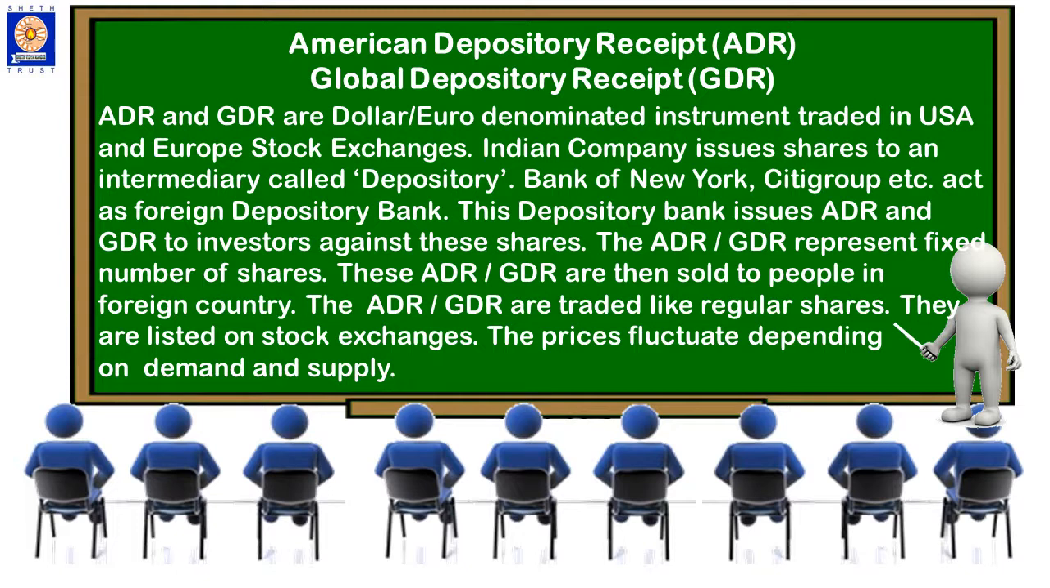The ADR and GDR represent a fixed number of shares. It can be 30, 20, 10, 50, 40, etc. These ADR and GDR are then sold to the people in a foreign country. The ADR and GDR are traded like regular shares. They are listed on stock exchanges and the prices fluctuate depending on demand and supply. Likewise, even here the market value fluctuates depending on the demand and supply and performance of the company.